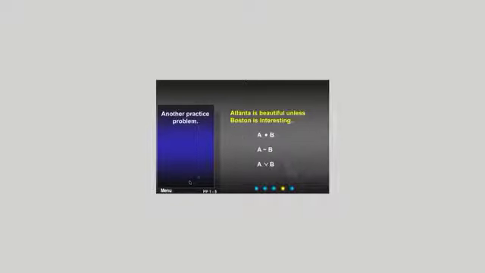So let's try another practice problem. Atlanta is beautiful unless Boston is interesting. Now, we knew "unless" goes with what? Well, that doesn't mean "and." This tilde is never an operator. And what I mean by an operator is it's not connecting A and B. I know that's confusing, but the tilde does not connect A and B together. It would be "not B" and then something connecting, and that's going to be "and," "or," "if then," or "if and only if."